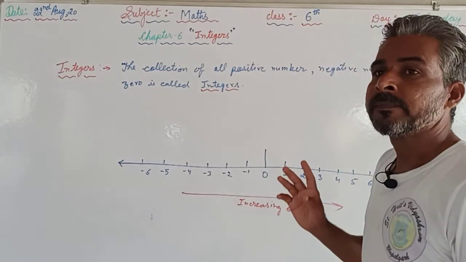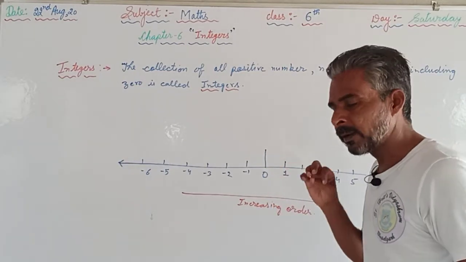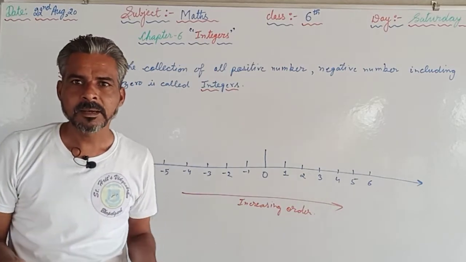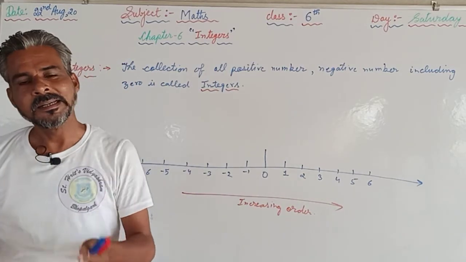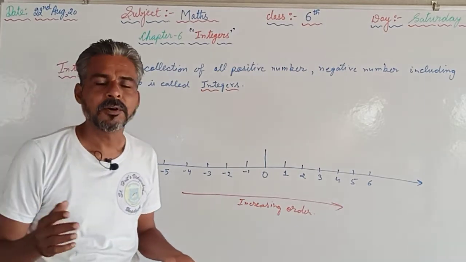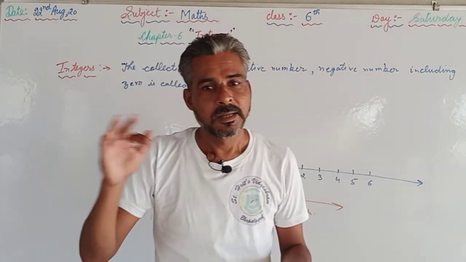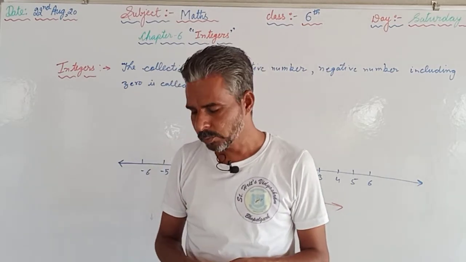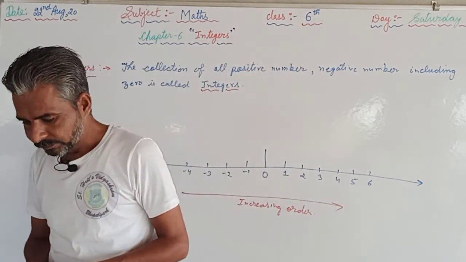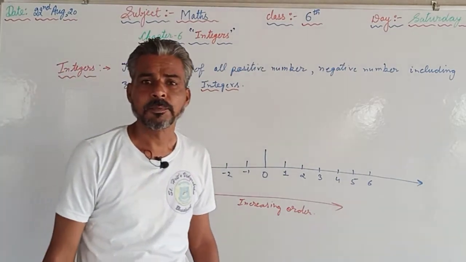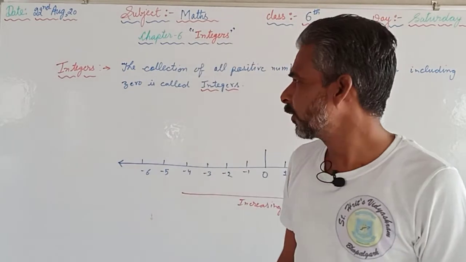So using the number line or keeping the number line in our mind, we can compare the given integers, which one is the smaller one, which one is the larger one, or we can arrange them in the ascending order or at the same time descending order. So after this we will take some of the questions from the exercise. We will start with exercise 6.1.